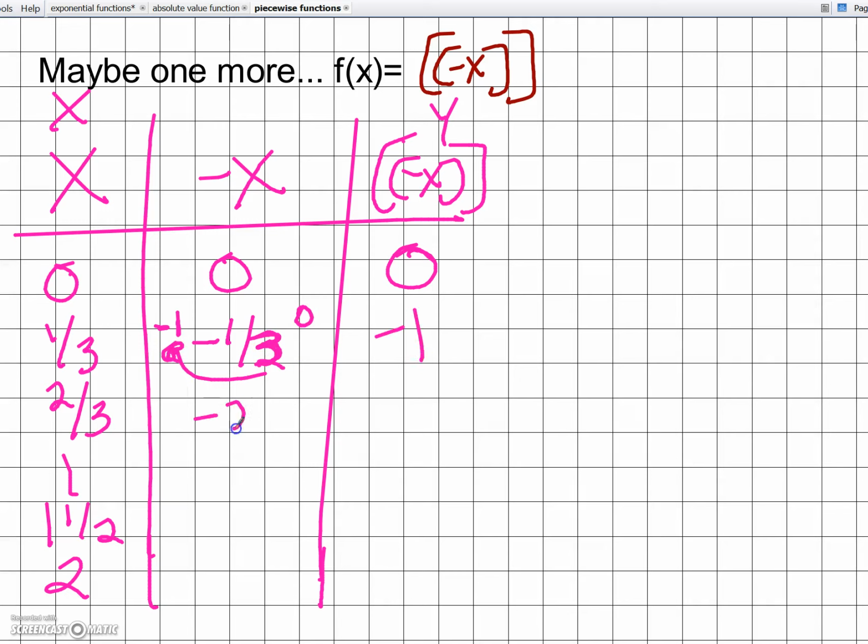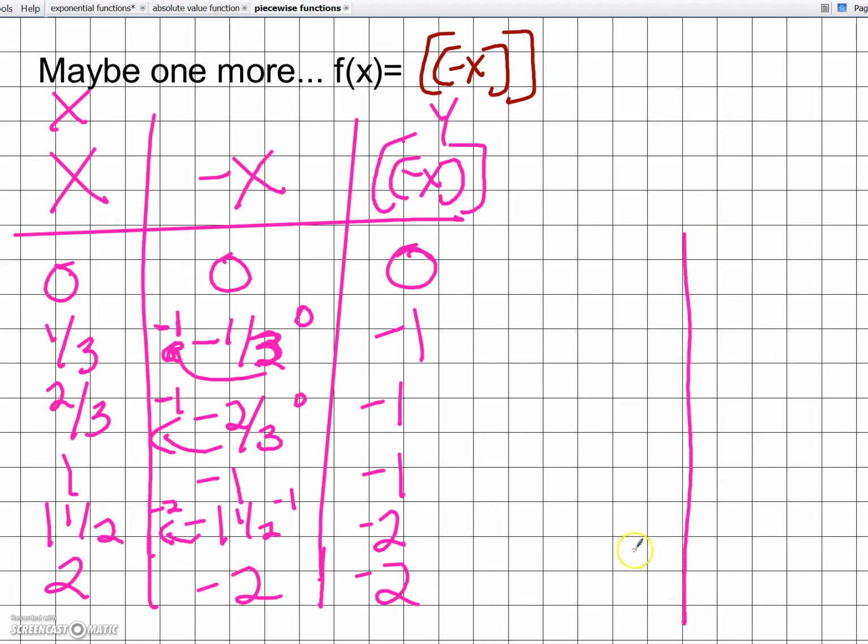Same thing with negative 2/3. Remember, between negative 1 and 0, we have to round it down. Then negative 1, we got negative 1. So we'll make negative 1 1/2. Remember, that will go to negative 2. We have to go down, which looks bigger, but it's not. And then negative 2 would go down to negative 2.